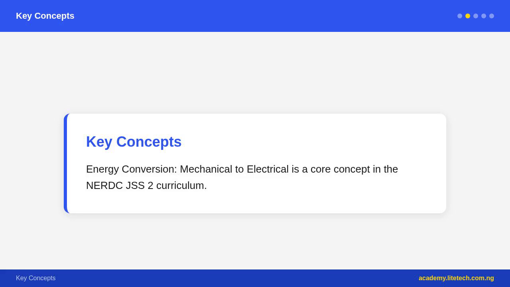Generators work on the principle of electromagnetic induction, discovered by the English scientist Michael Faraday in 1831. Faraday discovered that when a conductor moves through a magnetic field, or when a magnetic field moves around a conductor, an electric current is produced in the conductor. This is called electromagnetic induction.